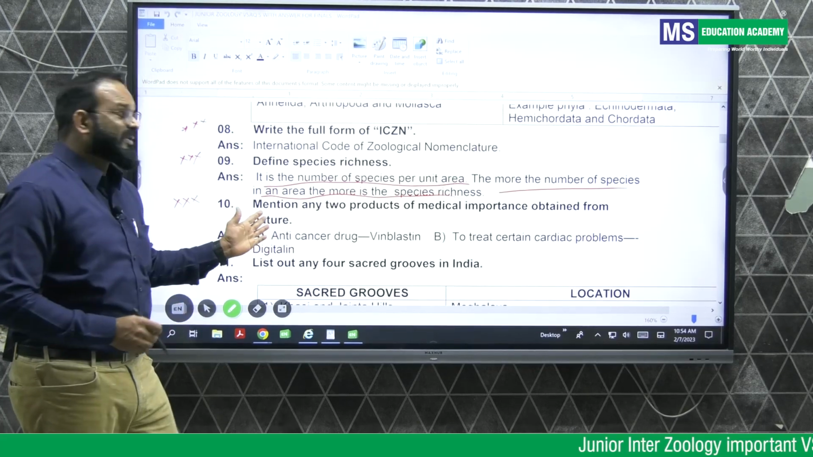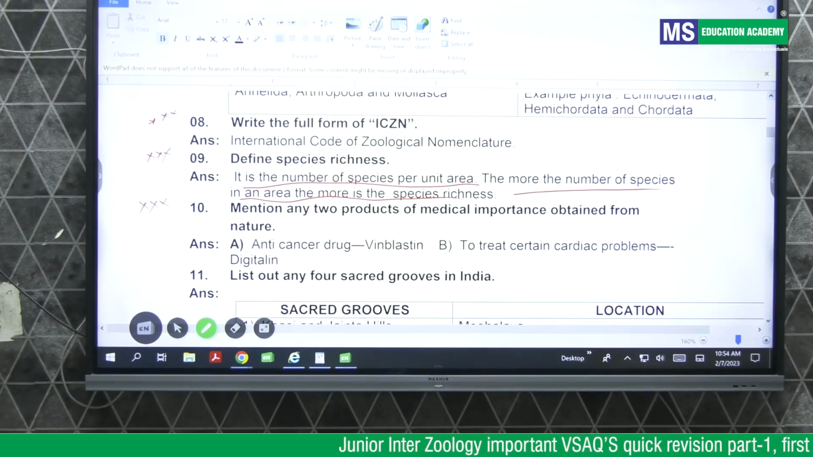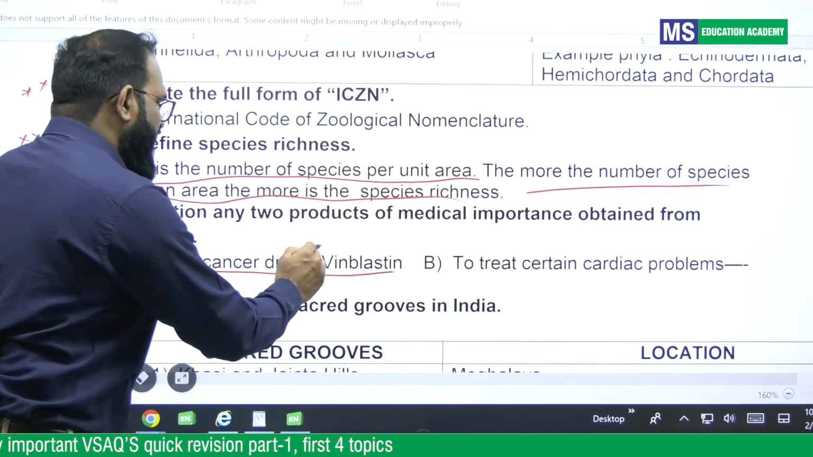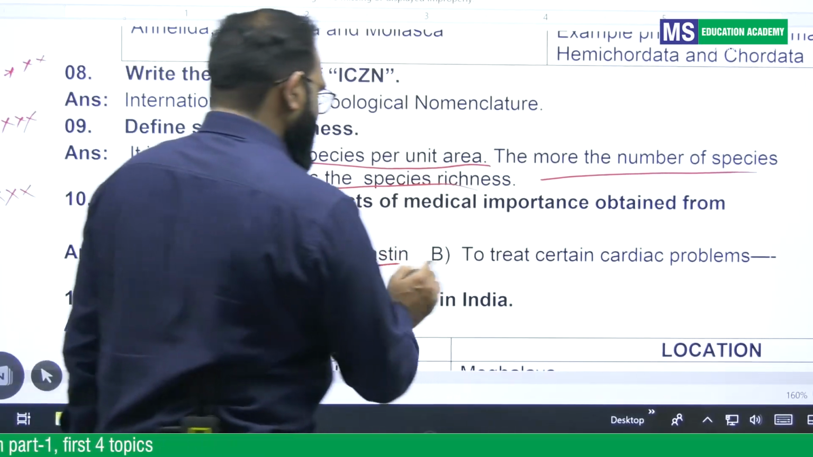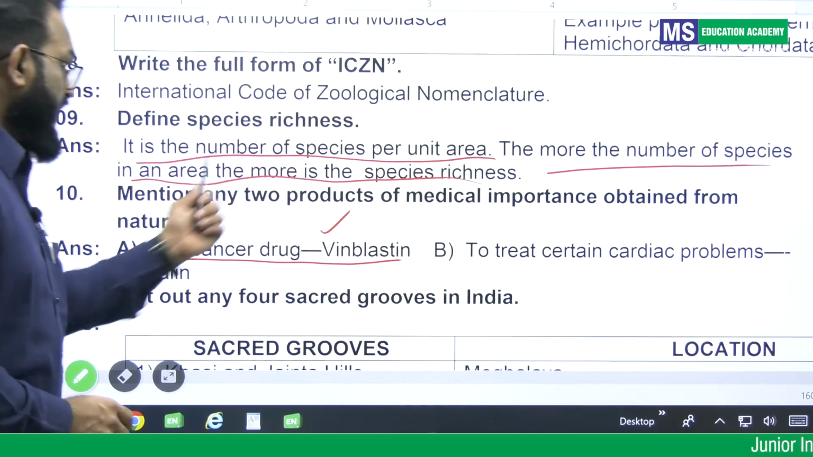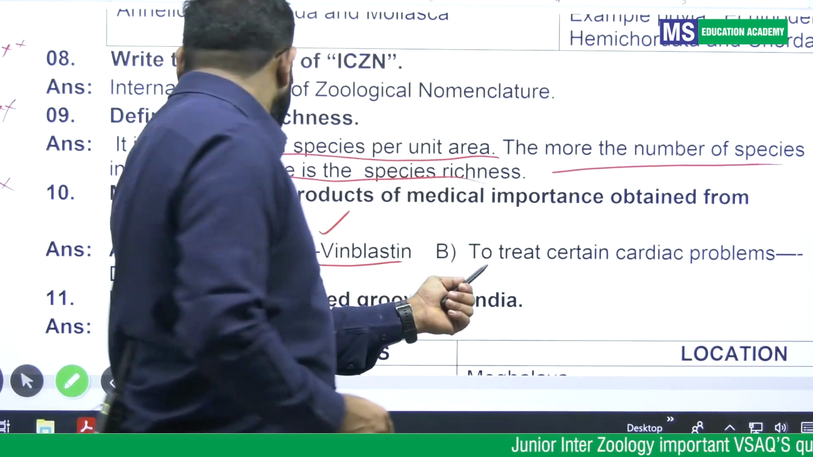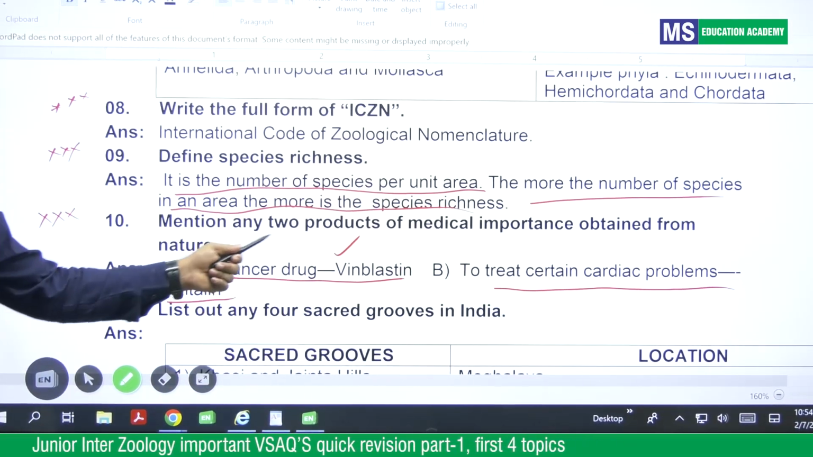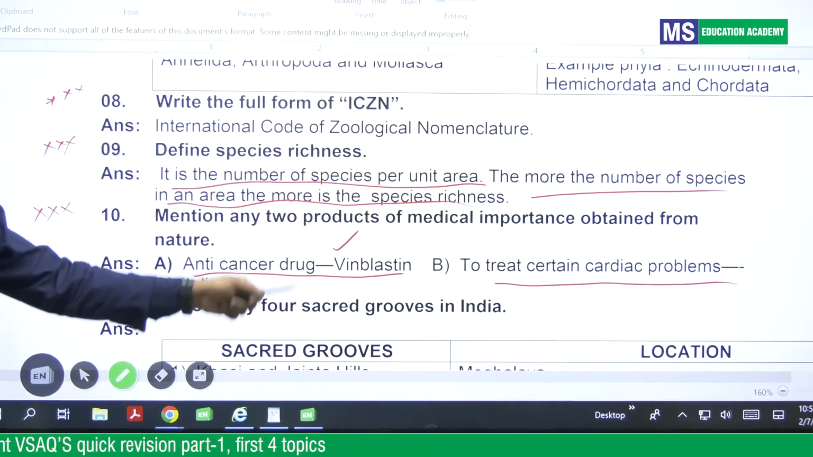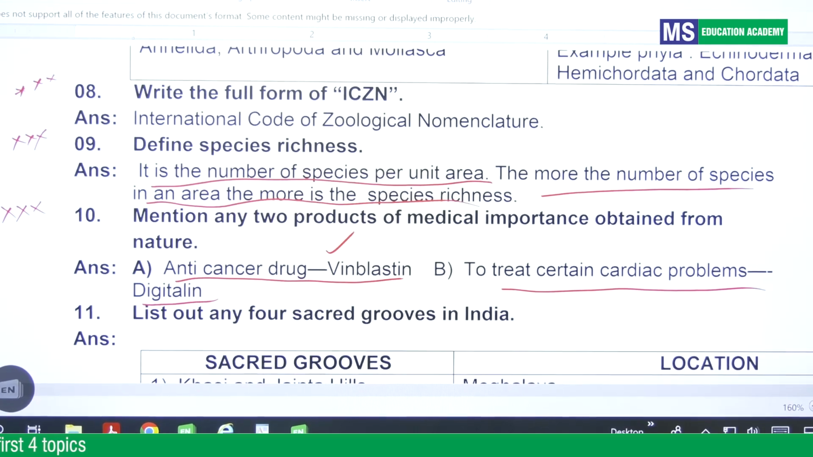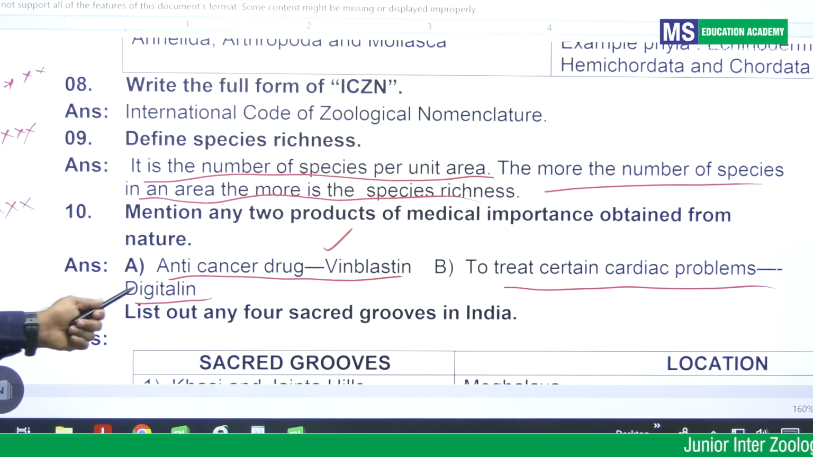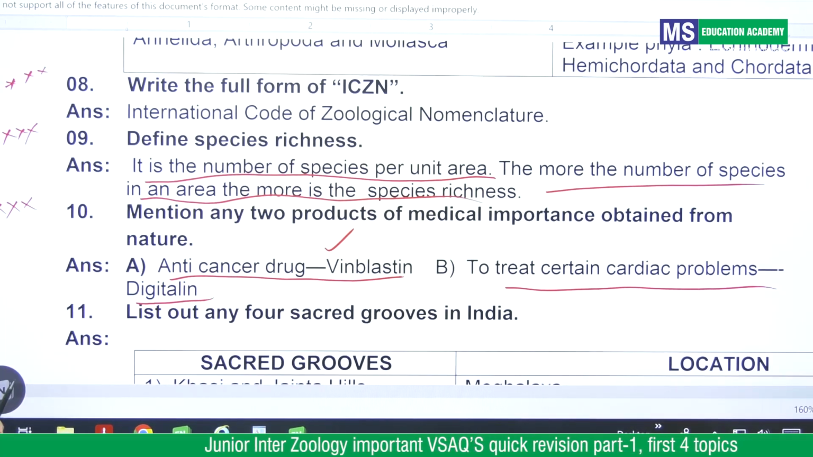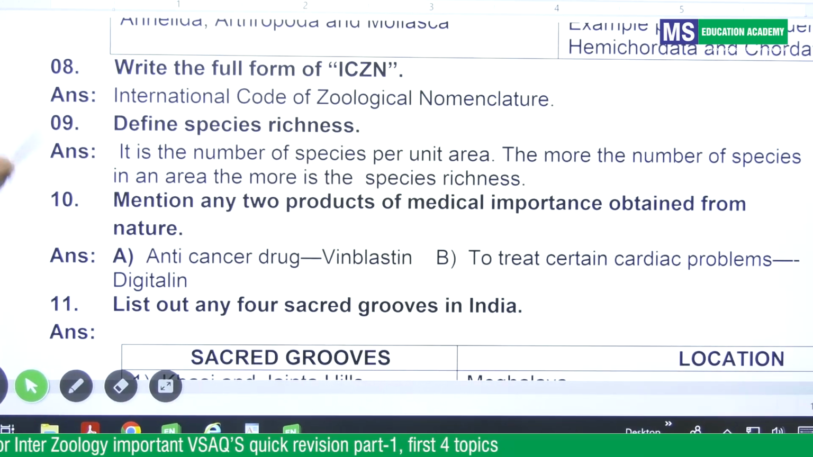Another question, students, for which I could give any number of stars and it would still be too few. Mention any 2 products of medical importance obtained from nature. One is the anti-cancer drug vinblastine. Another one, to treat certain cardiac problems, is digitalin. So these are 2 medicinally important plants, students, and their functions. Very important.